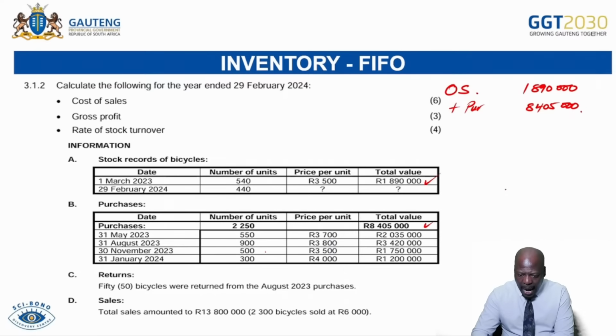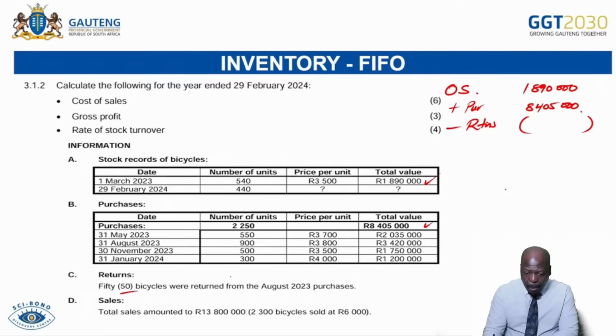8,405,000. Then I know that I must always subtract my returns. So I come in and say minus returns. So that means they must be in bracket. They have to be in bracket. And how much do I get? It will be my 50 bicycles, and these are returns from August.